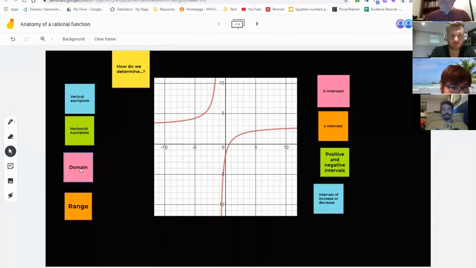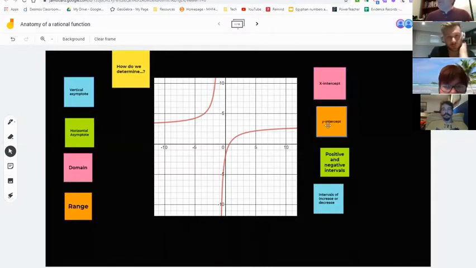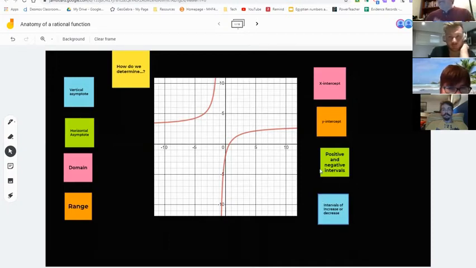How do we determine the domain? How do we determine the range of this specific rational function? How do we find the x and y intercepts? Where are the positive and negative intervals for this function? Be careful with this question. I don't want to give it away, but one thing is positive and negative, and another one is intervals of increase and decrease. Watch out, because that is an easy mistake to make.